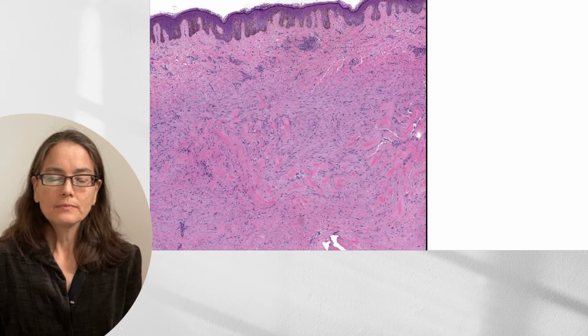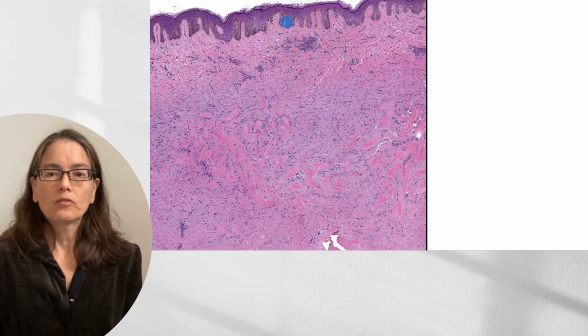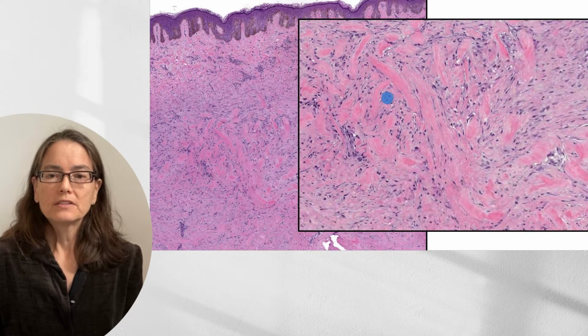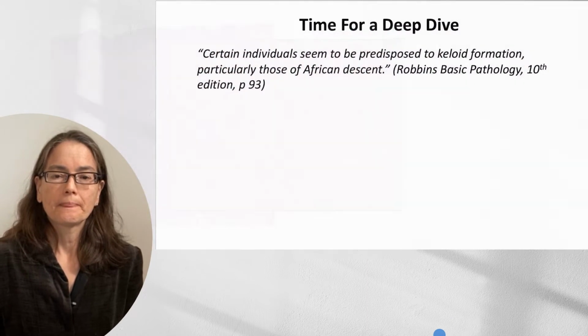Here's a classic ear-piercing keloid from dermnet.nz.org. As a pathologist, I must show you a histologic image. Here we see the overlying epidermis. We have some scattered inflammatory cells, and then deep in the dermis, these deep, thick collagen bundles. On higher magnification, you can see the glassy appearance of these bands, and this is what we see in keloids.